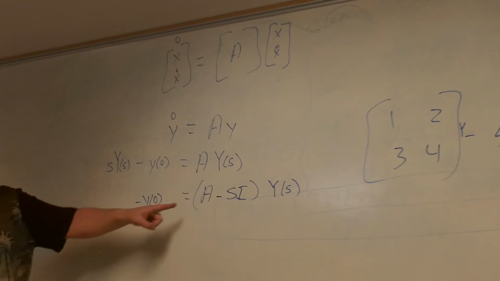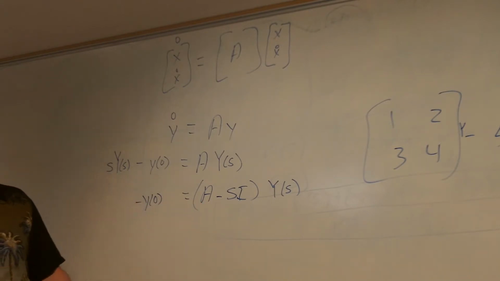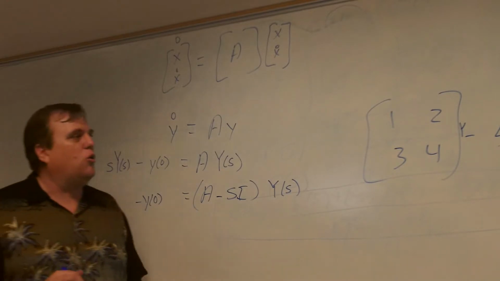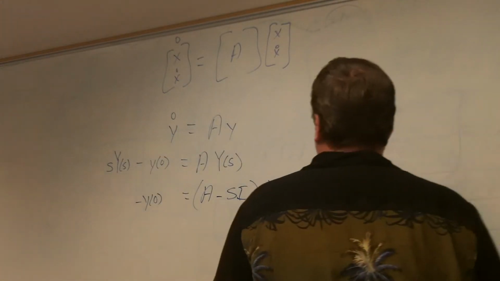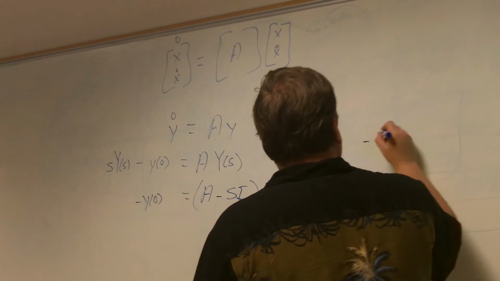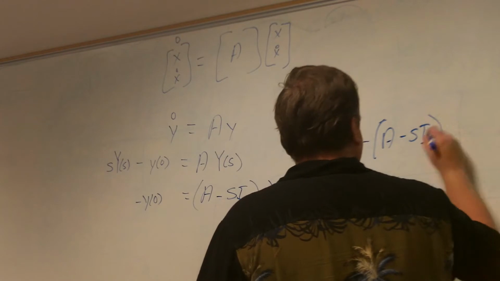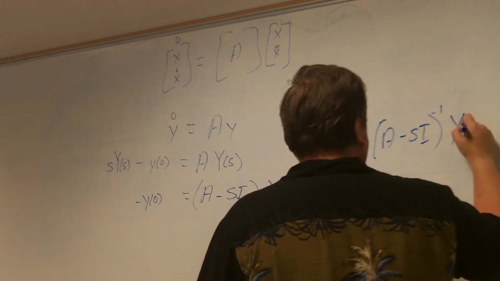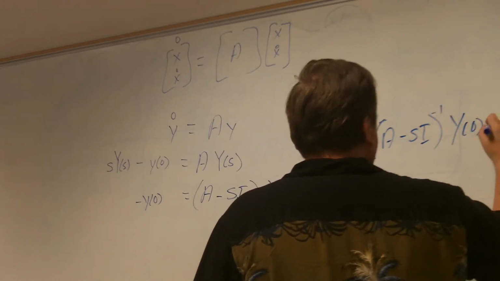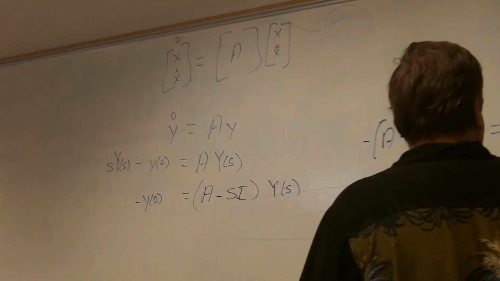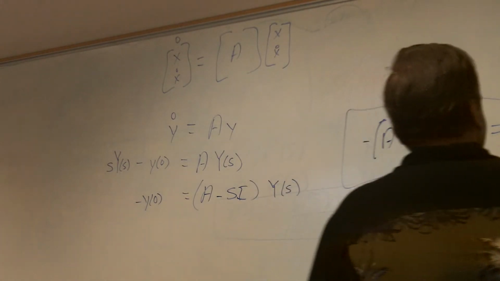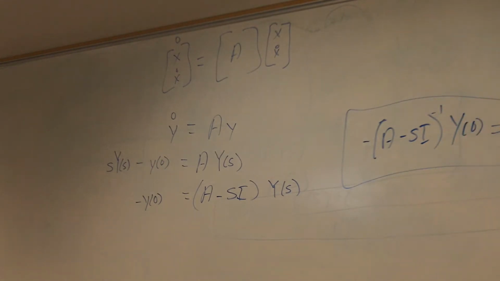But I want Y of s. Now this is a matrix, so I multiply by the inverse on the left-hand side. And remember y0 is a vector, so that's no problem. So that means my whole answer now is equal to minus, and I've got (A minus sI) inverse times Y at 0. That's equal to capital Y of s. There you go, we just solved any old vector equation you wanted. They all take that form.